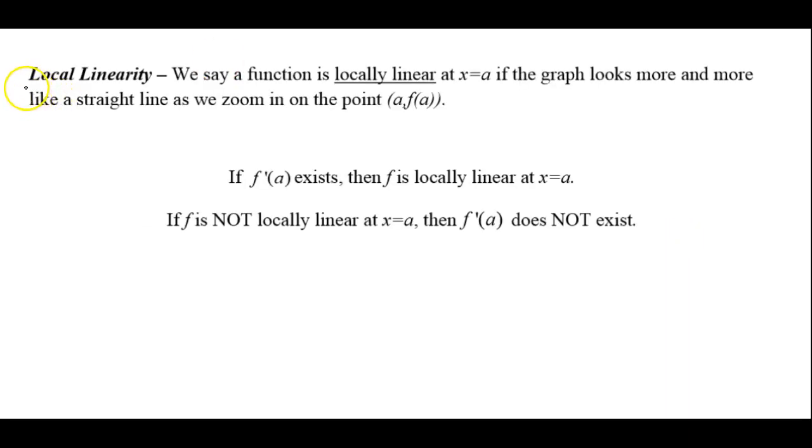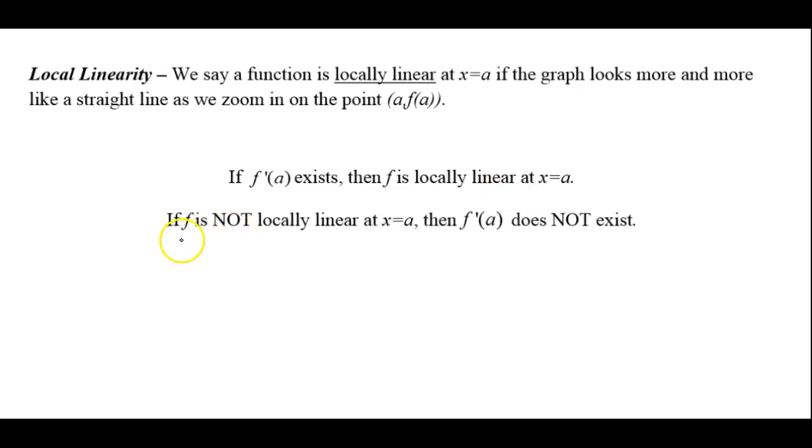Before we start looking at examples, we're going to define local linearity. We say a function is locally linear at x equals a if the graph of that function looks more and more like a straight line as we zoom in on the point a, f of a. We want to define this term because if f prime of a exists, if the derivative exists, then f must be locally linear at that x value a. So if the derivative exists, then the function, when we zoom in really close on it at that a value, is going to have to look like a line.